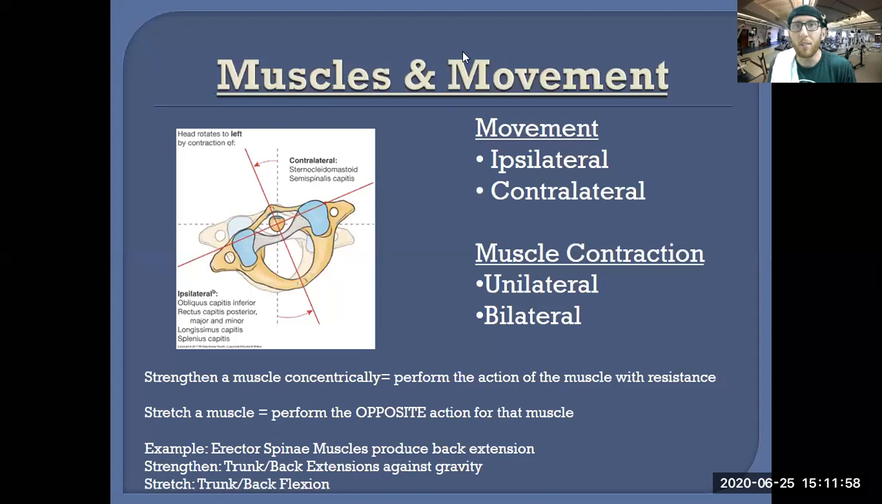Furthermore, if you have muscles of the back on the right side and the left side, you can unilaterally contract those, which means just contracting the right side. That's one side, like a unicycle. And then bilaterally would be contracting both of them at the same time. So make sure you know unilateral and bilateral and what that means for the muscles.